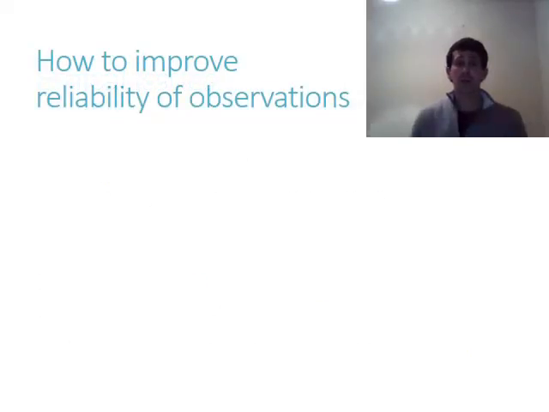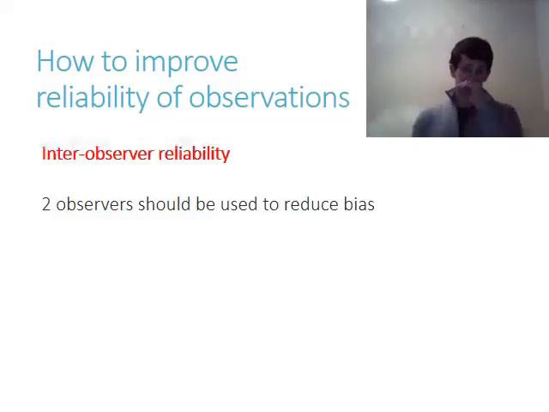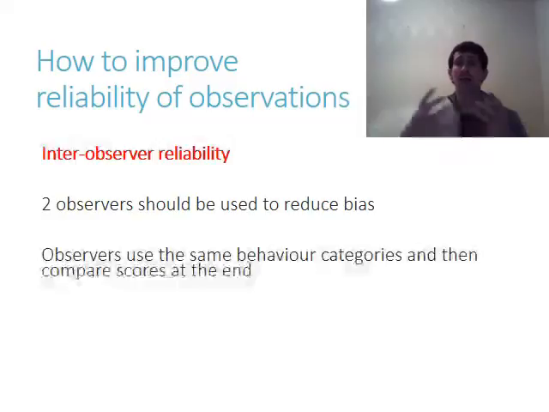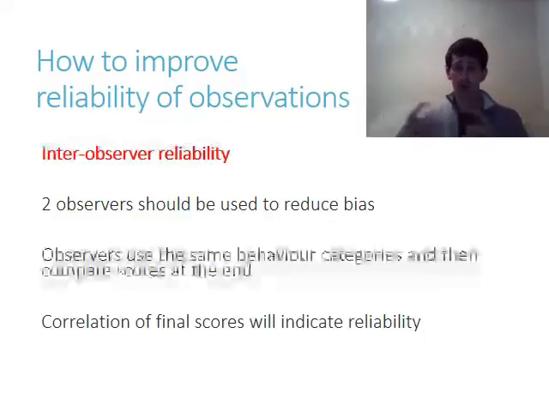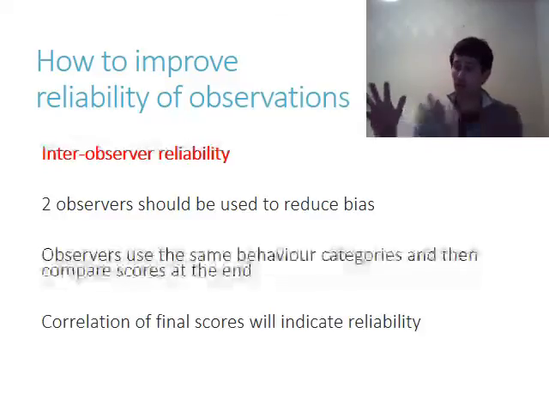The final thing we're going to have a look at then is how to improve the reliability of an observation. So one of the ways we can do this is using something called inter-observer reliability. So this is where I'll get two researchers to do the observation. They'll use the exact same behaviour categories, the same checklist, and they'll observe the same thing happening. And what we do then is we compare their scores at the end and we correlate their scores. And if there's a correlation between the two observers, so if they've got similar scores, then we're able to say the results of the observation are reliable.